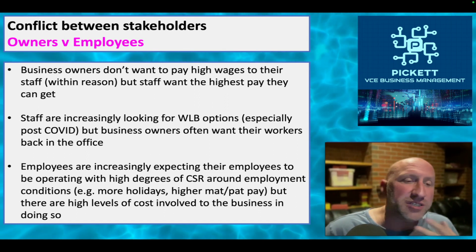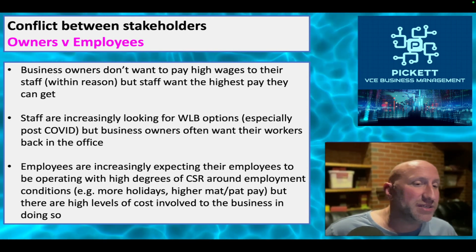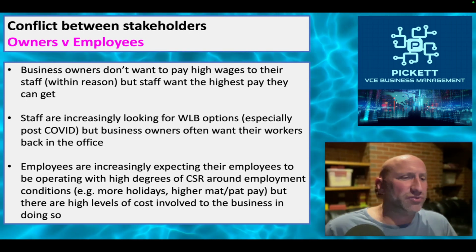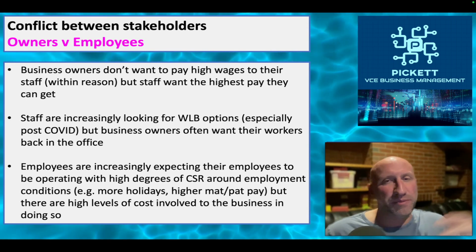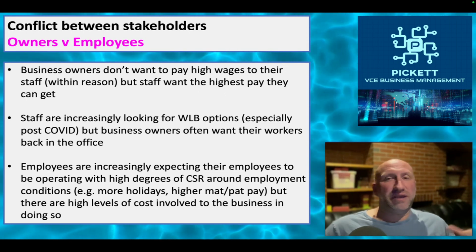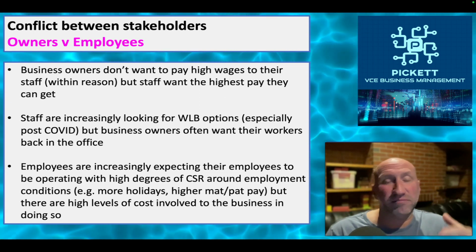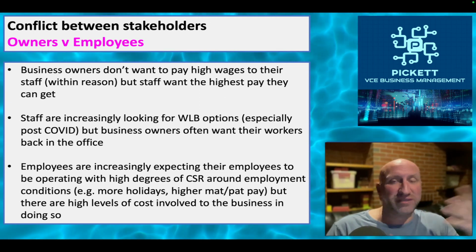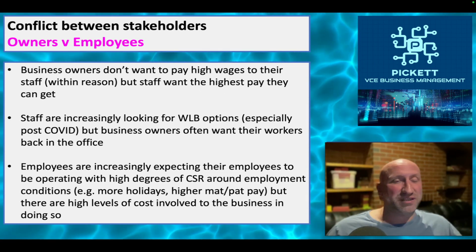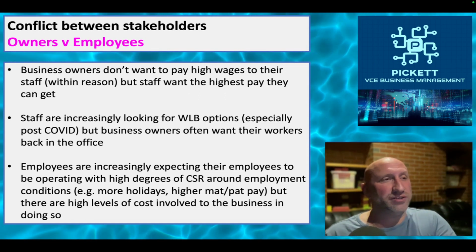Final one I've got there, employees are increasingly expecting their employers to be operating with high degrees of social responsibility around employment conditions. So more holidays, higher maternity and paternity leave, that sort of stuff. But for a business to be meeting those expectations, there's a high level of cost. Obviously, if you go from giving all your staff 4 weeks holiday leave a year to 6, there's going to be a significant cost of doing that. So you've got the expectation and then the reality of what the business can provide. And again, there's that conflict, that difference in expectations.